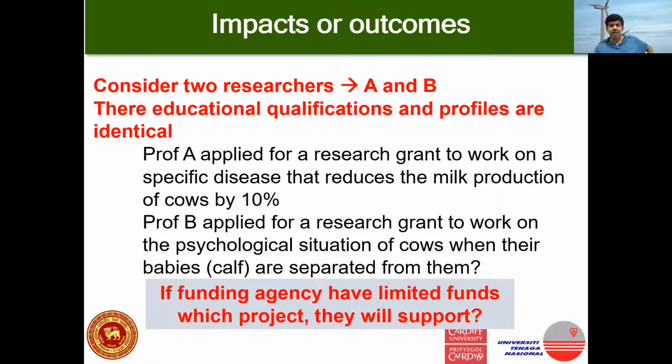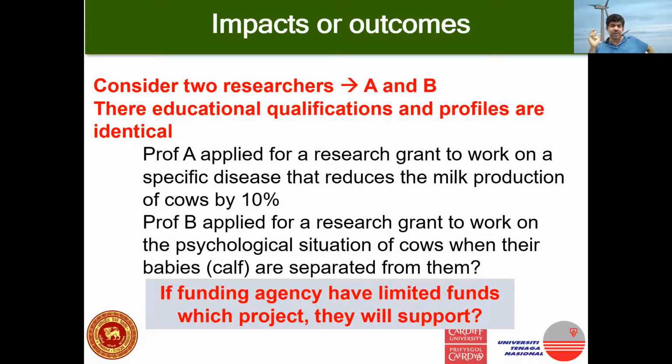You know that when a baby calf is born, the calf is separated from the mother, so that the mother will produce more milk and the company can get more milk from the mother. So there is a psychological situation here for the cows when their calf is born and they are separated. Now the question is, both of these go to a funding agency, and the funding agency has limited funds.